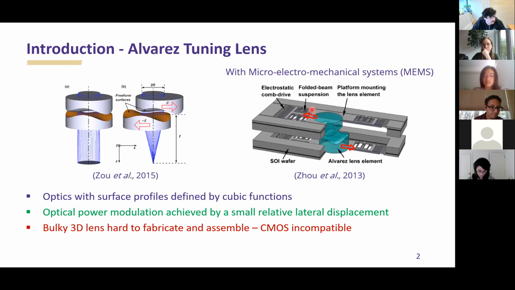Some researchers have integrated a pair of miniature Alvarez lenses, which is in the middle, with a MEMS actuator to electrostatically displace optical elements instead of manually pulling them apart. But in their case, because the MEMS structure, you can see everything in gray, are planar, while the optics are 3D, they have to be fabricated separately, and some graduate students actually put them together manually. So that's very time-consuming and also not very ideal for mass production.